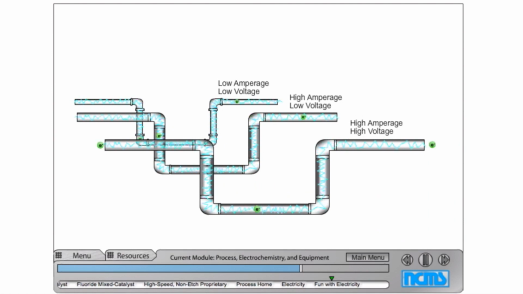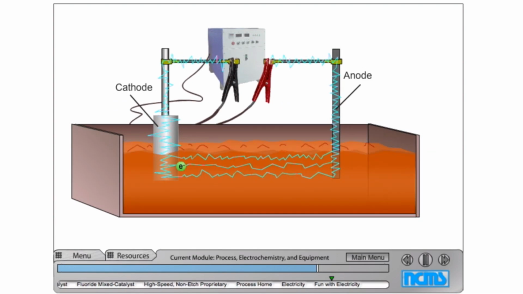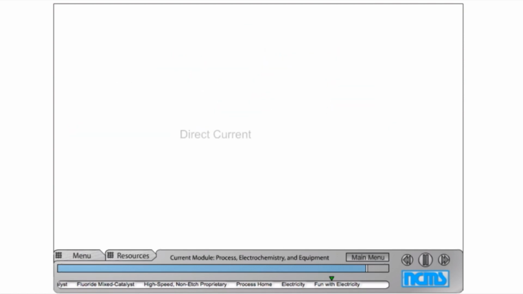In order for deposition of chrome to take place, the part, called the cathode, must be connected to the negative terminal of a direct current power supply, and lead alloy anodes must be connected to the positive terminal. Then the current flow can pass through the bath. You'll note we said direct current. That's a problem, because most traditional power isn't direct current.